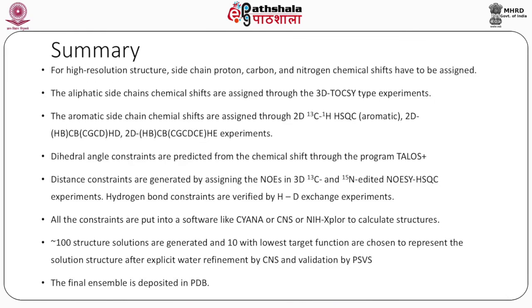With this, we come to the end of this module and let us summarize. For a high resolution structure, side chain proton, carbon and nitrogen chemical shifts have to be assigned. The aliphatic side chain chemical shifts are assigned through the 3D TOCSY type experiments like HCCONH TOCSY, CCCONH TOCSY and HCCH TOCSY. The aromatic side chain chemical shifts are assigned through 2D C13 proton HSQC aromatic and 2D CBHD and CBHE type of experiments.